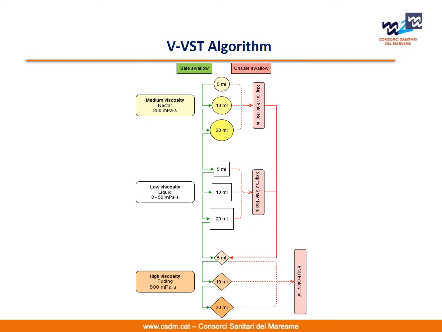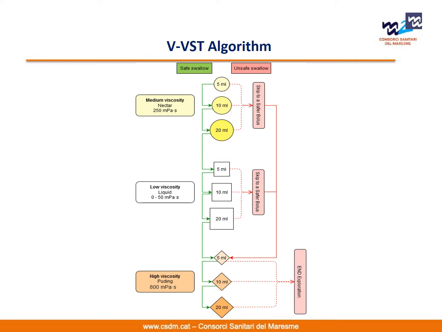So here's the algorithm that follows the VVST. As we said before, it starts with a medium viscosity, 250 millipascals per second, and a low volume of 5 ml. If there's no safety impairment, it continues with a higher volume of 10 ml and then a bigger bolus of 20 ml. If it's still safe, then we go through a low viscosity, that would be liquid, 0 to 50 millipascals per second, also 5, 10, and 20 ml. And it finalizes with a high viscosity of 800 millipascals per second.